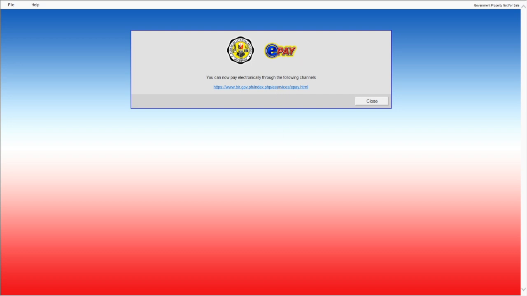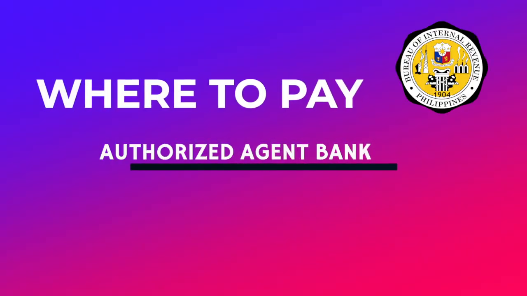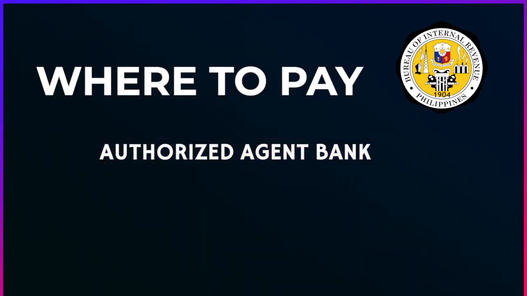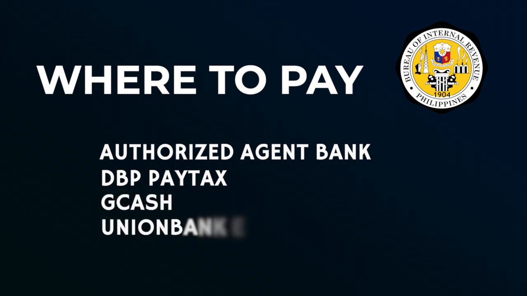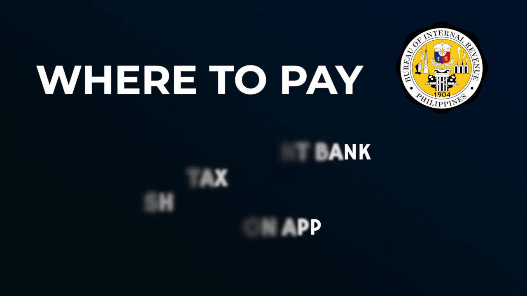Once you have completed all these steps, the next thing that you need to do is to go ahead and make your payment either through your authorized agent bank, or you can also make use of different online options like DBP PayTax and GCash, as well as Unionbank's Eon app. So that's it on how to submit and file your 0605 for the annual registration renewal.